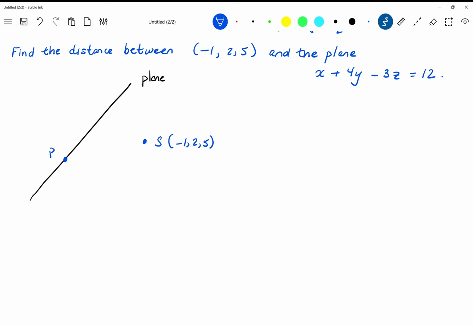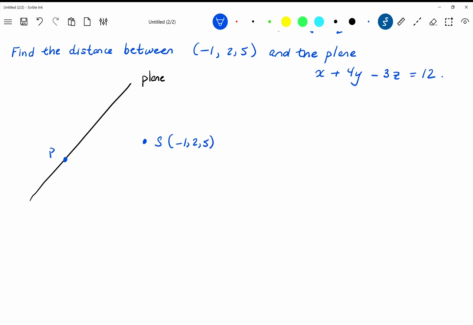Okay, so what we have here is we're going to try to find the distance between a point and a plane. And when we say find the distance between, we really mean the minimum distance. How close does the point get to the plane? Or how close does the plane get to the point, whichever way you're looking at it.